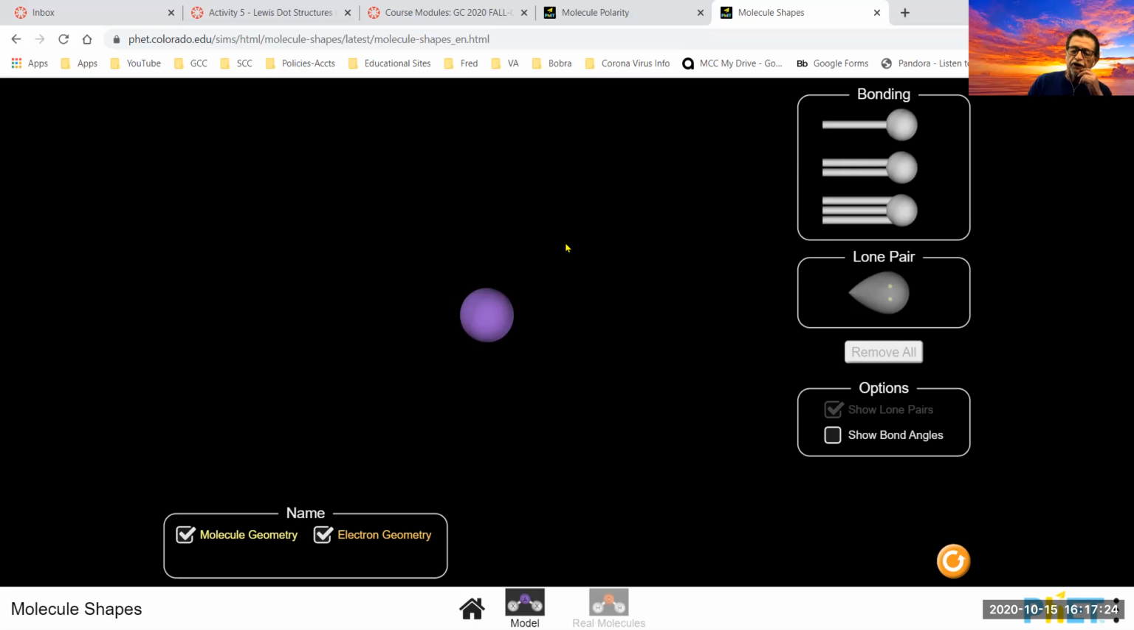Let's take a look at the shapes. You can take a particular atom. We don't have to be concerned about what it is. If you look in the top right corner, you see single, double, and triple bond. So let's add a single bond. It's three-dimensional, so you can grab it and move it around. You can see two atoms are simply linear with respect to geometry, shown down here in the bottom left-hand corner.